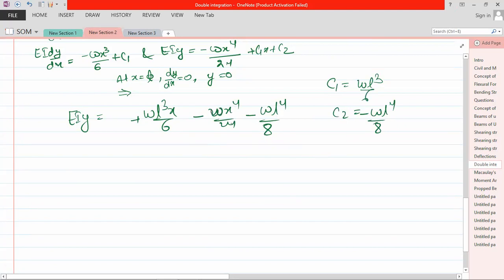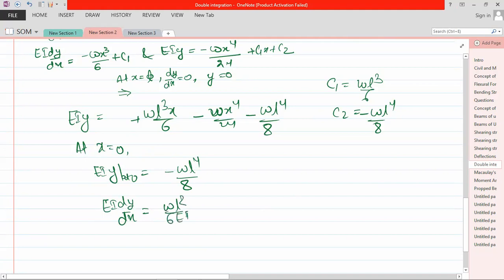Now, what is the maximum deflection? In a cantilever, maximum deflection occurs at x is equal to 0. At x is equal to 0, EI y at 0 is equal to minus w L to the power 4 by 8. So you can see that it is negative, and this is the maximum deflection for a cantilever with uniformly distributed load. And EI dy by dx is equal to w L square by 6 EI.